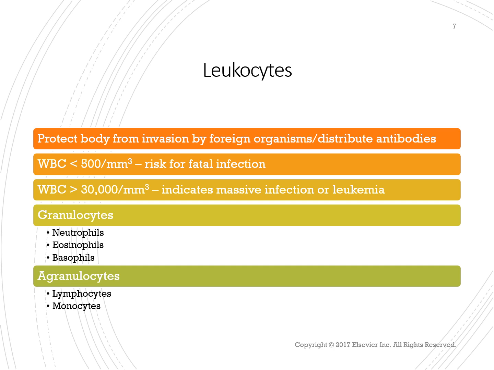Leukocytes protect your body from invasion by foreign organisms, and they help distribute antibodies. If we have a white blood cell count less than 500, they're at risk for fatal infection. If they have a white blood cell count of greater than 30,000, that indicates that they've got a massive infection or possibly leukemia.